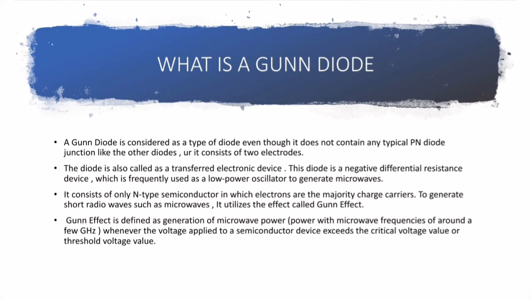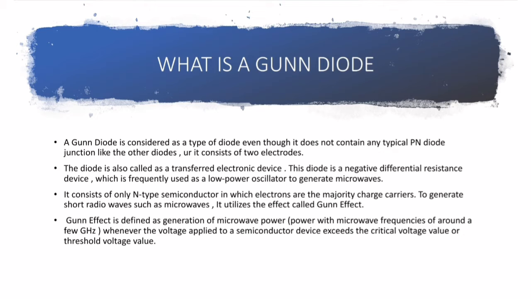Introduction. So what exactly is a Gunn diode? A Gunn diode is considered a type of diode even though it does not contain any typical p-n diode junction like the other diodes. Here it consists of two electrodes. The diode is also called a transferred electronic device. This diode is a negative differential resistance device which is frequently used as a low power oscillator to generate microwaves.